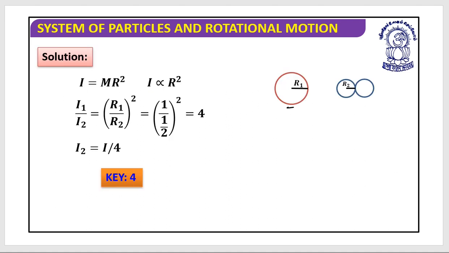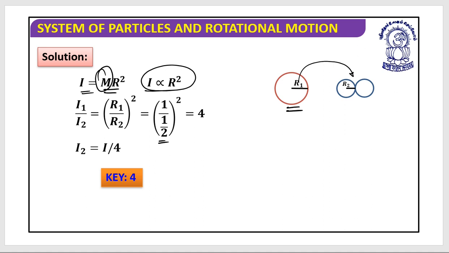This is the situation. Initially this was the ring, and its moment of inertia could be written as I equals m r square. When I fold this into a circular coil of two turns, I understand that its mass remains the same, so I can write that I is directly proportional to r square. One more thing is that its radius is going to be half.